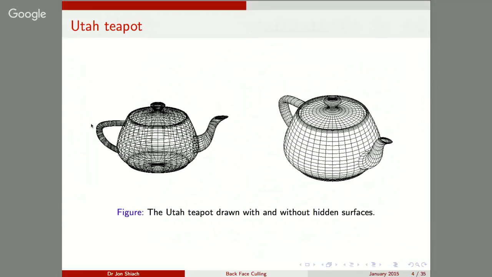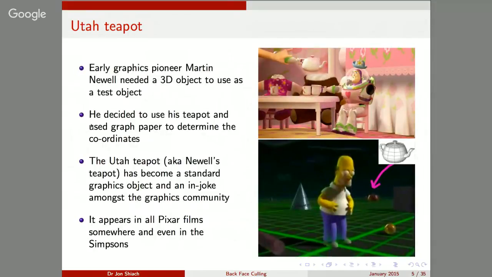This particular teapot, I think I've mentioned it a few times. It's called the Utah Teapot, named after the university where it was first suggested. Just a bit of background behind the Utah Teapot. In the early 70s, graphics pioneer Martin Newell needed a 3D object to use as a test object for his algorithms. He wanted an object which was not just like a sphere, something multiply connected that had a hole in it. So he decided to use his teapot.